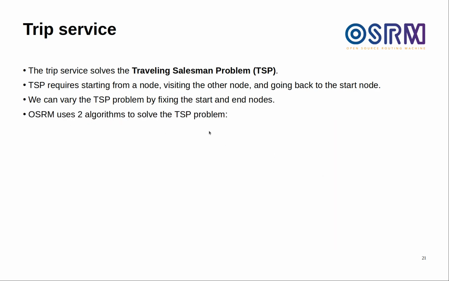OSRM uses two different algorithms to solve the TSP. They are selected based on the number of nodes in the graph. For fewer than 10 points, OSRM uses the brute force algorithm to explore all possible solutions in order to find the optimal one. However, when dealing with 10 or more points, OSRM switches to a greedy heuristic algorithm to efficiently navigate the larger search space. Now let's go to the notebook to see how to use the trip service.